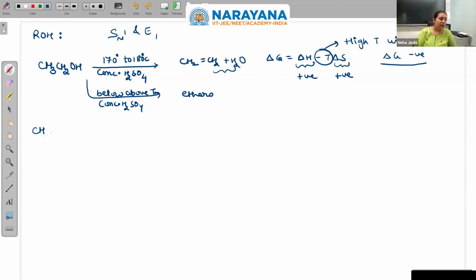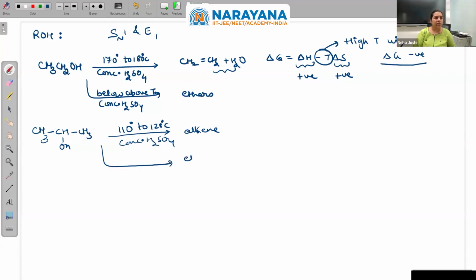Now, if I take some 2-degree alcohol, as the carbocation formed has become relatively more stable, and the alkene will now be a little more hyperconjugative, you may have a relatively lower temperature than this, around 110 to 120 degrees centigrade. Same concentrated H2SO4 we take, then we have alkene. And at lower temperatures than these, you will still have ethers.